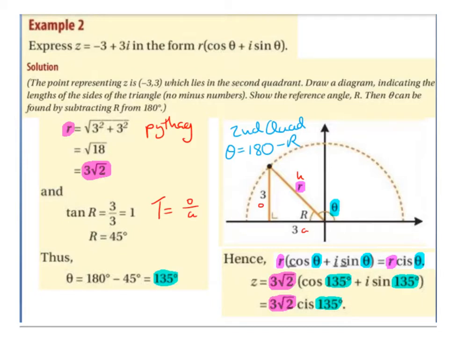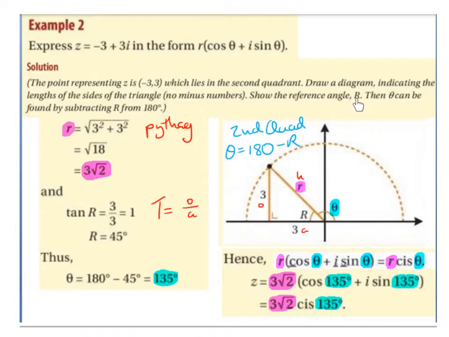Then we draw our triangle, we draw our diagram, so a line straight down, and we draw in the hypotenuse of the triangle, so we join the complex number to the origin. This is just a rough diagram, by the way. Draw a diagram indicating the lengths of the sides of the triangle, no minus numbers. This is important because length and distance can never be negative. So although this is minus 3 on the real axis, this distance or this length is actually 3. So the adjacent of our triangle is 3 and the height of our triangle is 3, or the opposite. And we're going to try and work out what the hypotenuse is.